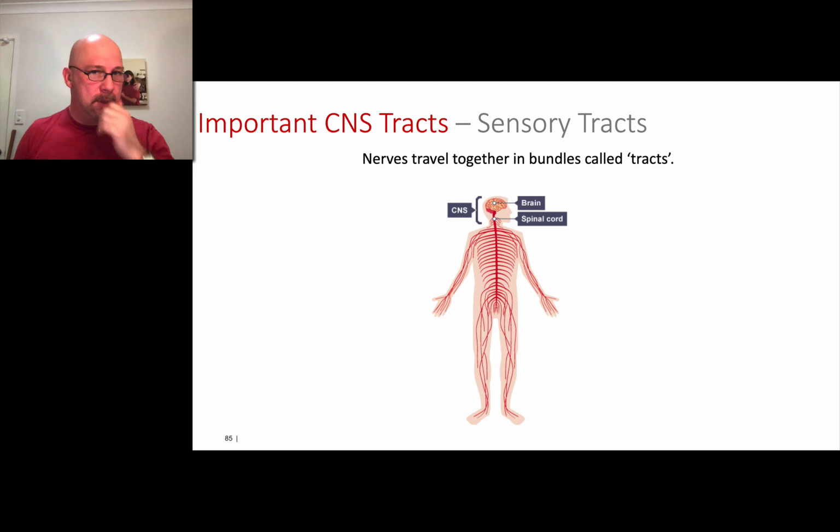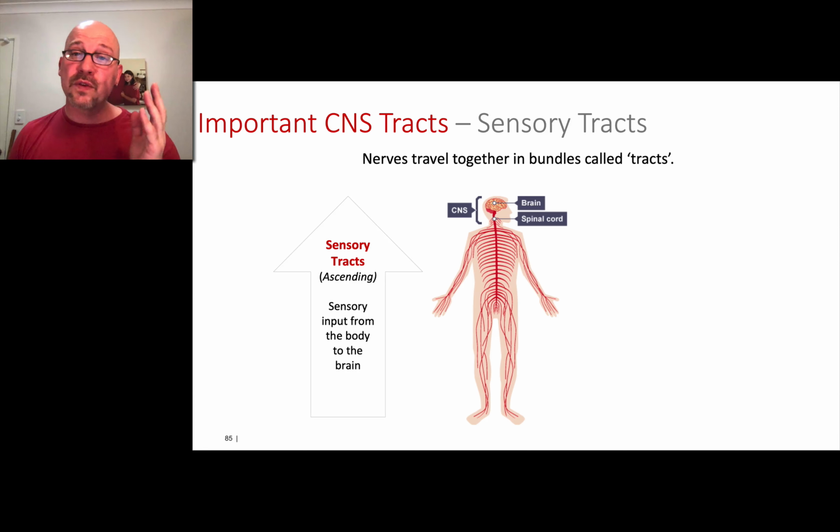So let's back up and talk about tracts. Now, I used to teach this and talk about tracts, and people at the end of the lecture would say, but what exactly is a tract? So a tract is just a bundle of nerves that are traveling together. When you have a bunch of nerves going together, instead of saying a bundle of nerves, we just use the fancy word tract.